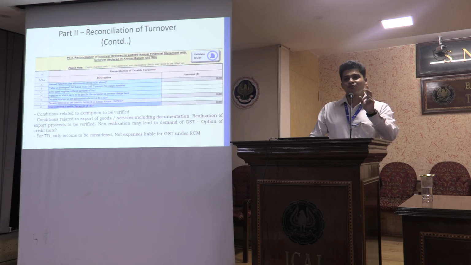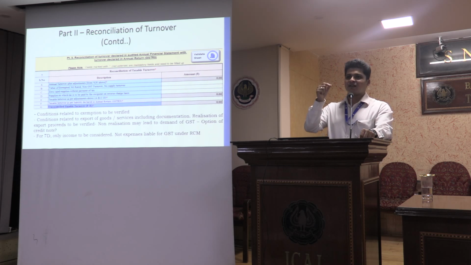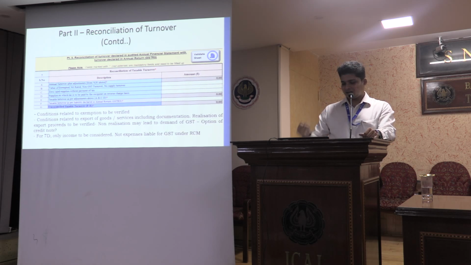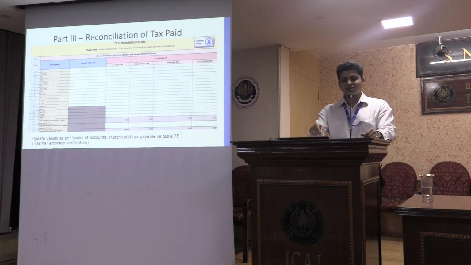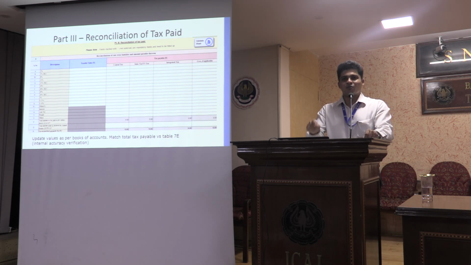For the purpose of matching table 7E, which is taxable turnover as per adjustments above, that is as per the books of accounts, if I match table 7E taxable turnover against taxable value which is auto-populating in table 9, I will be able to do an internal check on whether my books of accounts have been maintained correctly on a rate-wise basis. Reason being, here again, whatever taxes I disclose must match with the rate which is provided.